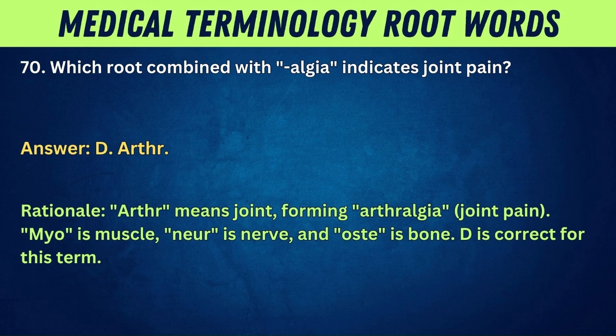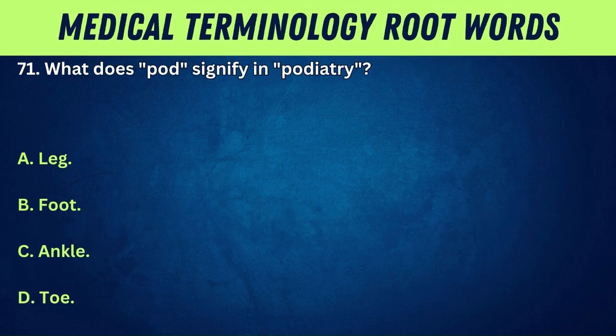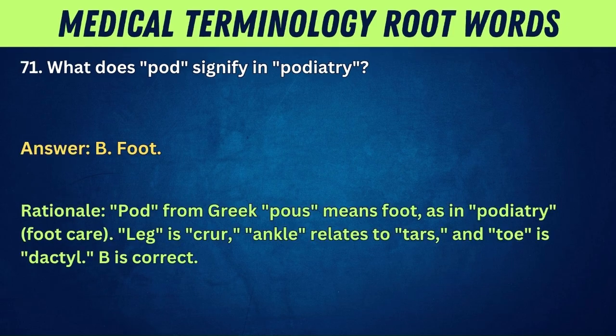Arthr. Rationale: arthr means joint, forming arthralgia, joint pain. Myo is muscle, nor is nerve, and ost is bone. D is correct for this term. 71. What does pod signify in podiatry? A. Leg. B. Foot. C. Ankle. D. Toe. Answer: B.